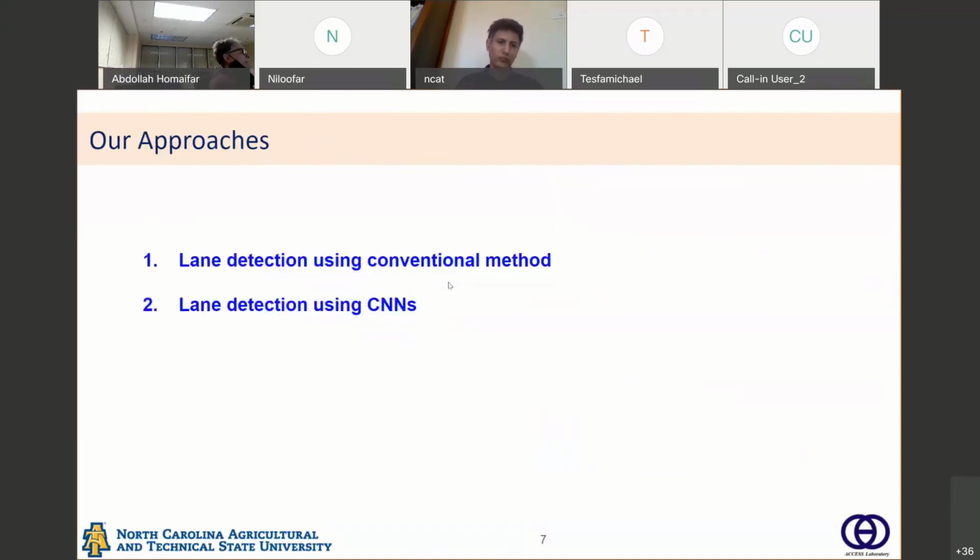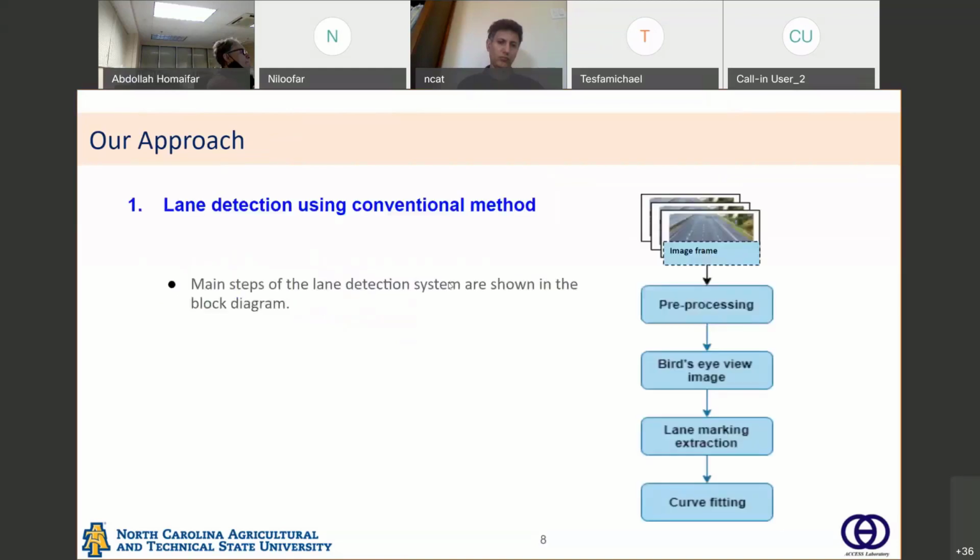Now for our approach, we actually developed two lane detection methods. As I said earlier, one uses the conventional method, and the second approach uses convolutional neural networks. We tried to develop a very lightweight convolutional neural network for lane detection. So here is our first lane detection approach, and these are the steps that we followed to get the lane boundaries.